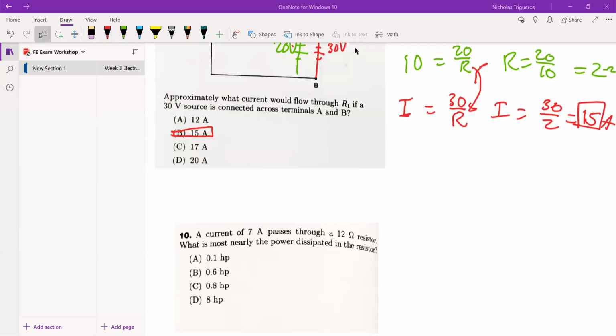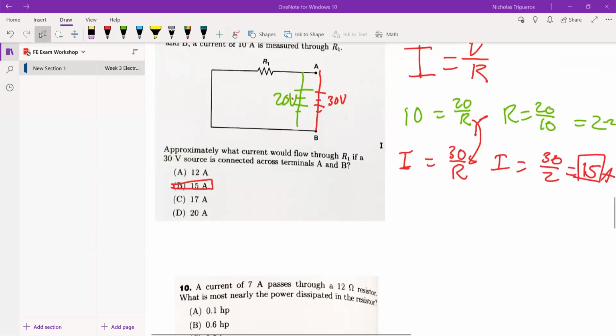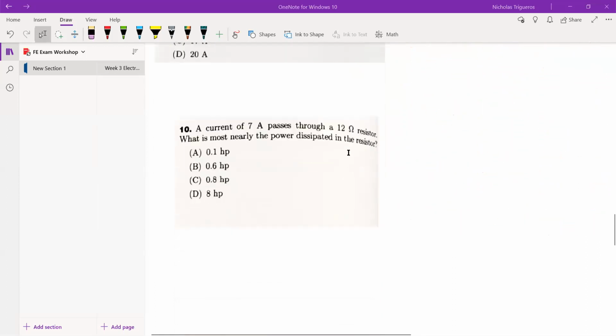All right, so got our next problem here, where this is still in the DC circuit section. If a current of 7 amps passes through a 12 ohm resistor, what is the power dissipated by the resistor? Well, we did go over these equations a little earlier, but let us go and find them in our handbook.